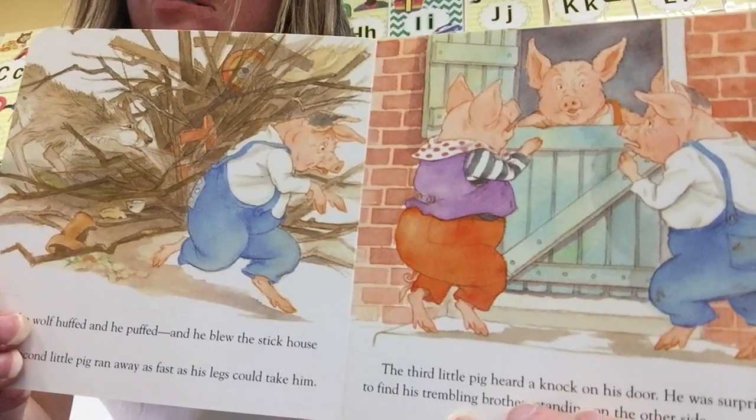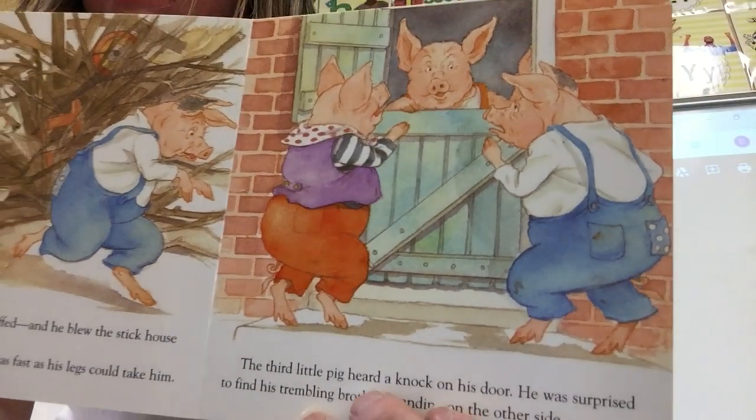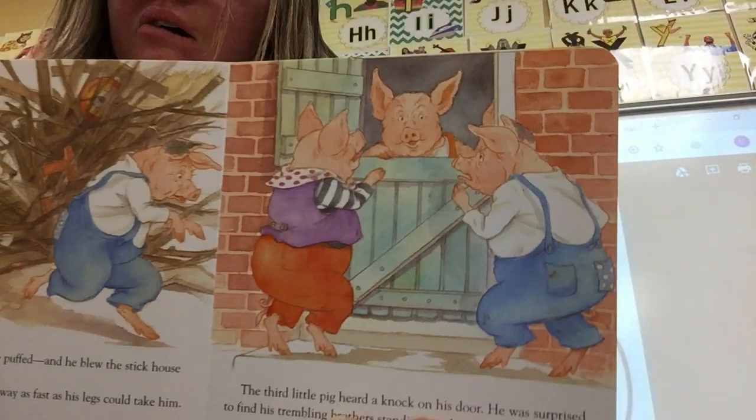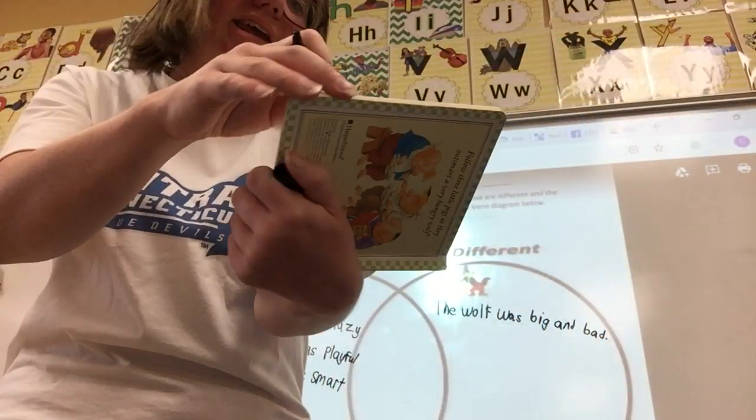Do you know what it means to tremble? That's right, it means to shake when you're really scared. By this point, I would be really scared too if somebody blew down my house.